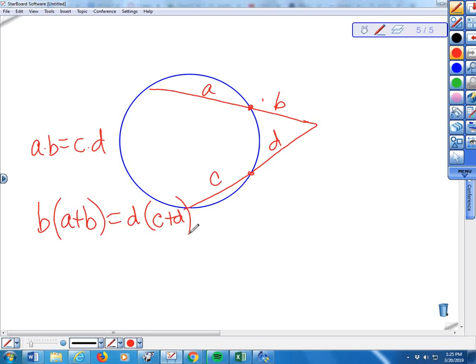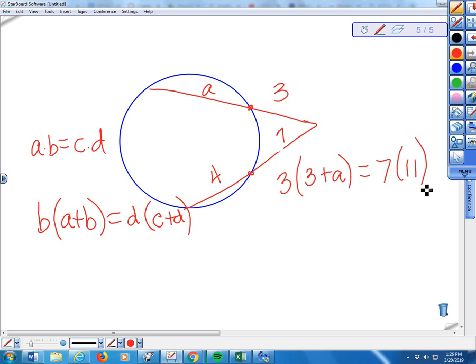Okay, so if I put in some actual numbers here, I'll leave A as a variable. I don't know if it'll work without being a decimal, but I just made them up. So I'm going to take 3 times the whole length, which is 3 plus A. And that's equal to 7 times 11. The whole length is 7 plus 4. You follow that? So this becomes 9 plus 3A equals 77.